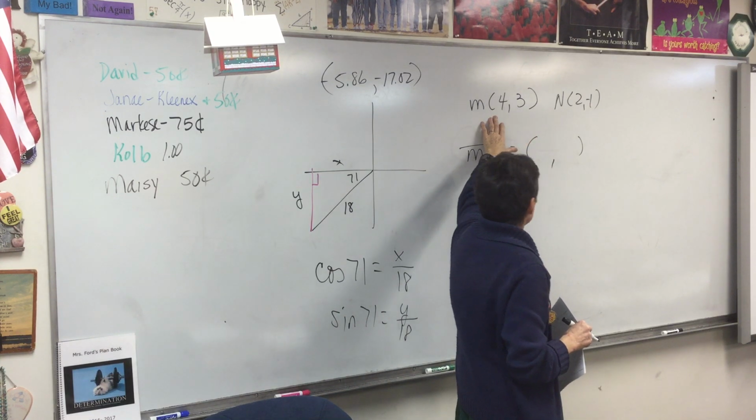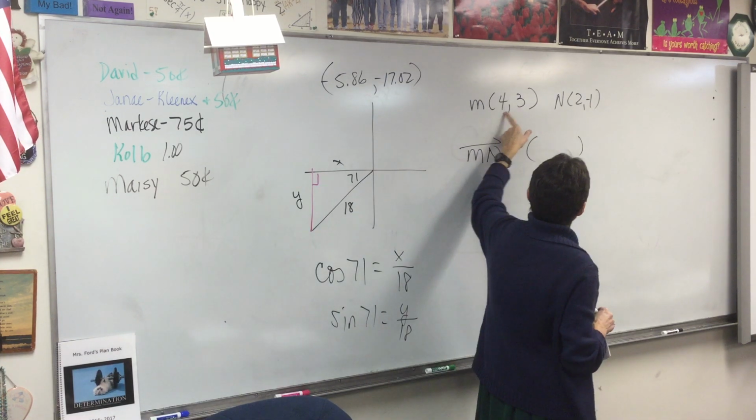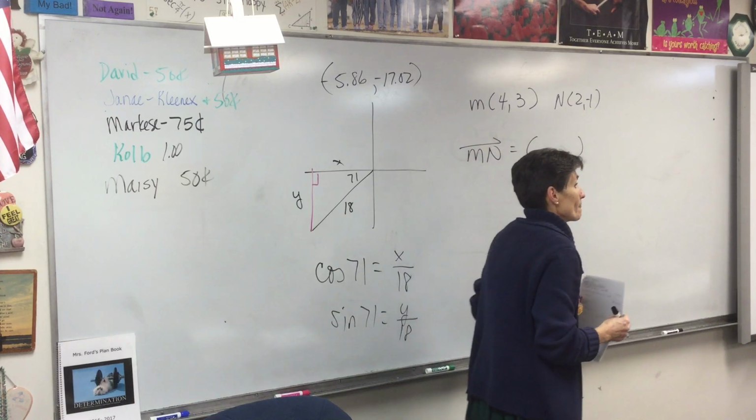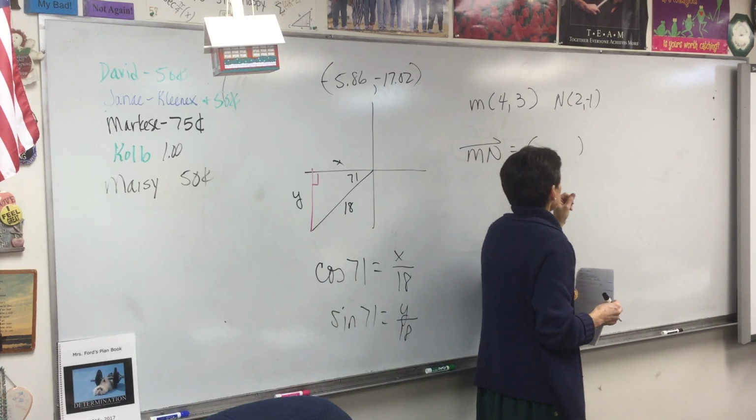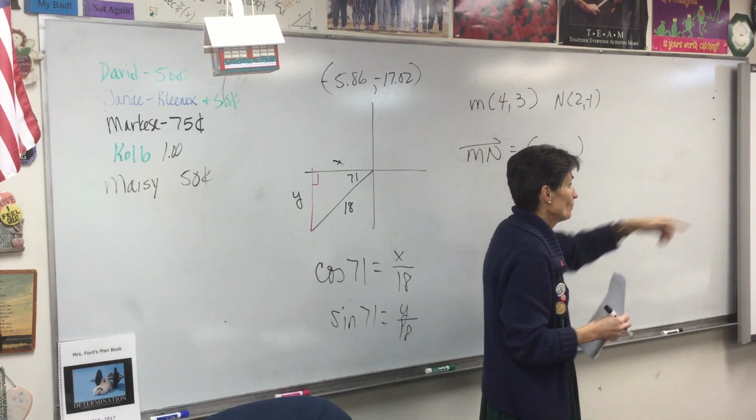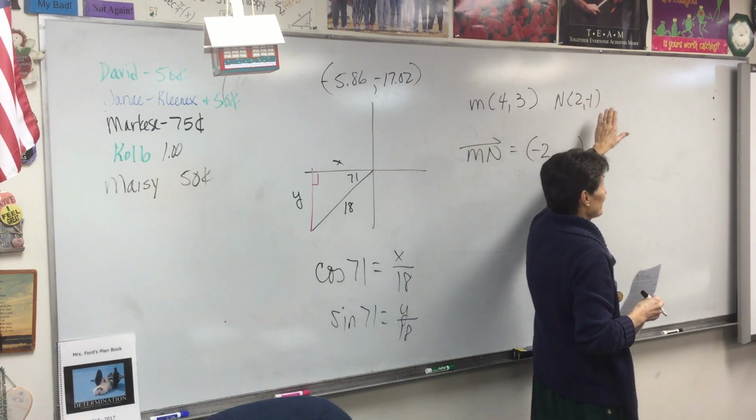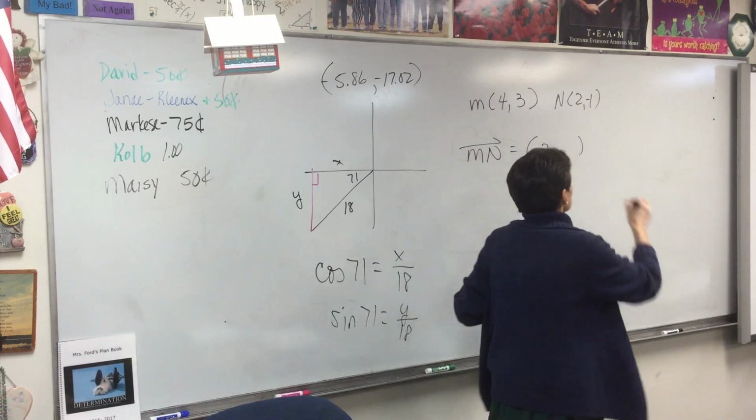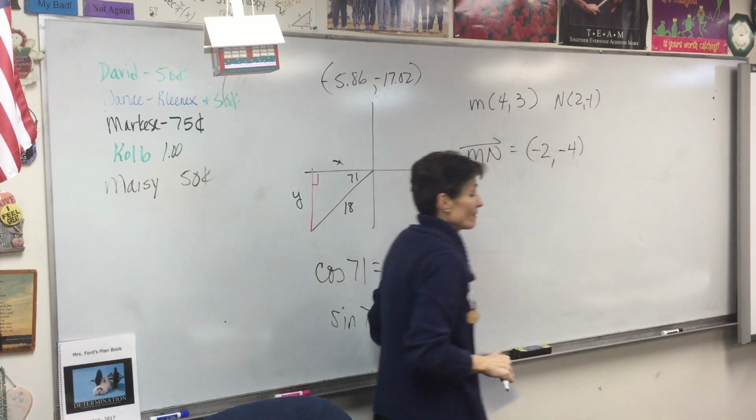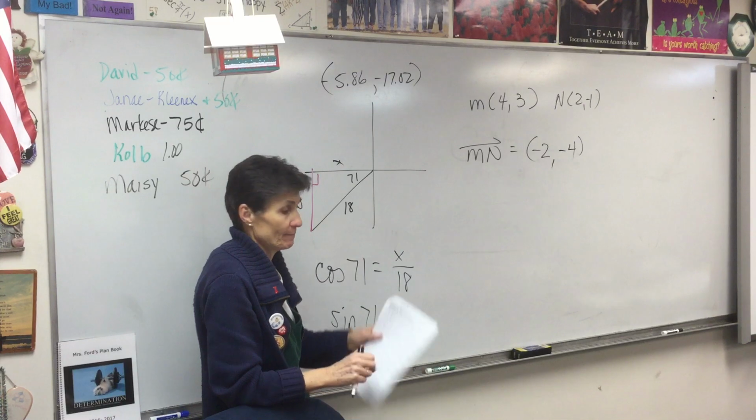Gabby, what are the coordinates of MN? We're going from 4 to 2. Okay, be careful. 4 to 2 is negative 2. And 3 to negative 1 is negative 4. Very good. We gotta have those signs in there or we're gonna miss it.